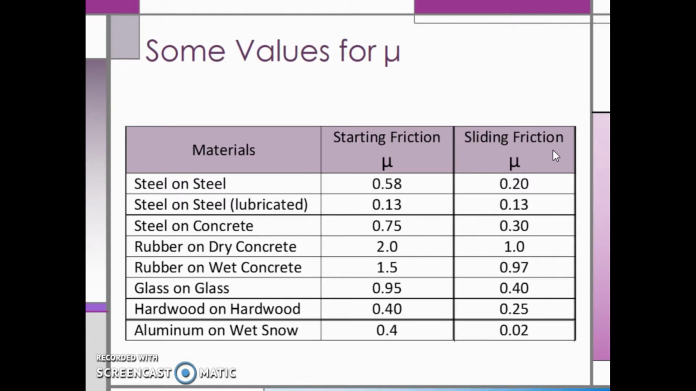Like I mentioned before, the starting friction value is always larger than the sliding friction value, except for lubricated steel on steel. Since it is lubricated, the starting friction and sliding friction are essentially the same.